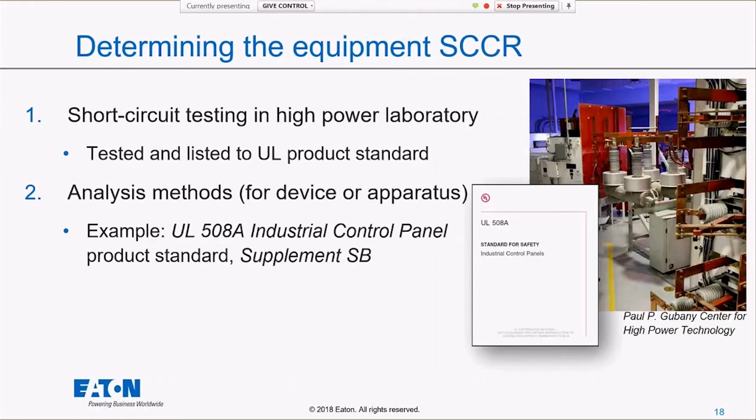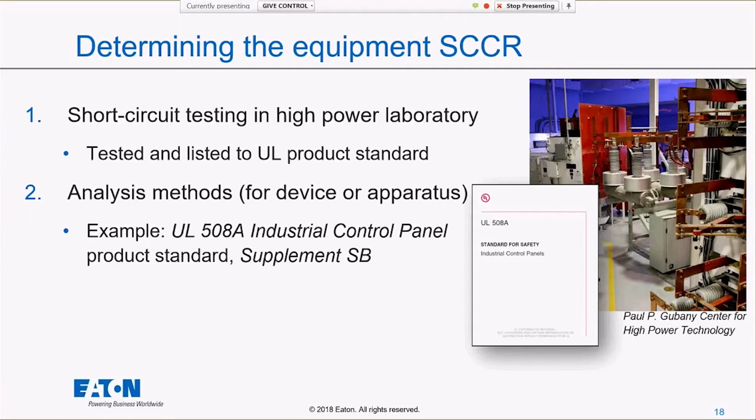So how do we actually determine short circuit current rating? We talked about short circuit current rating and how it's different than interrupting rating. How do we actually come up with this value for SCCR? There are really two methods. One is short circuit testing in a high power laboratory.